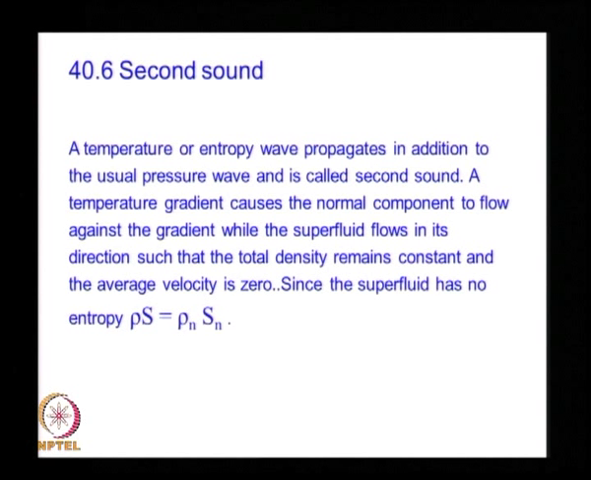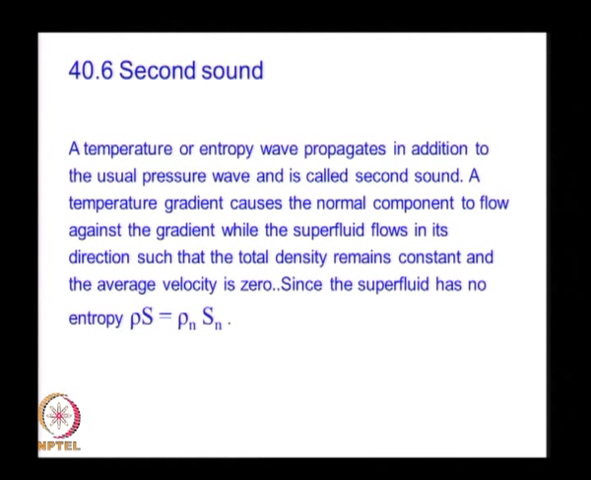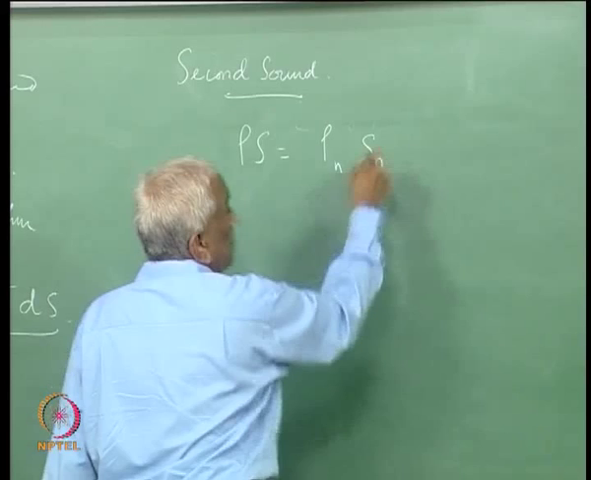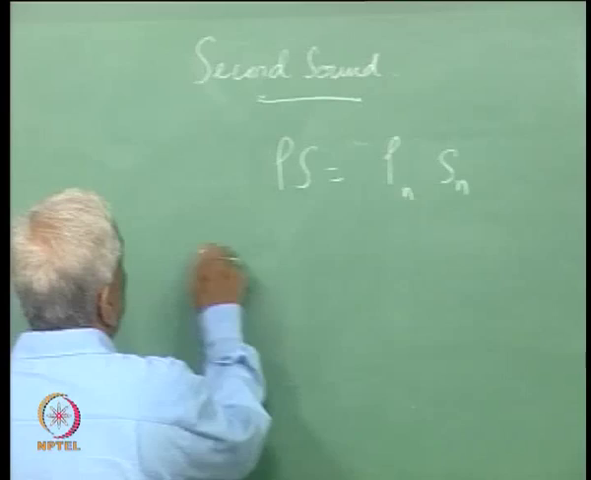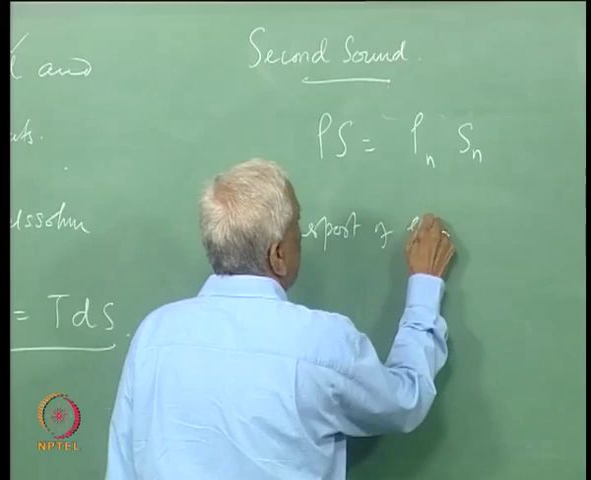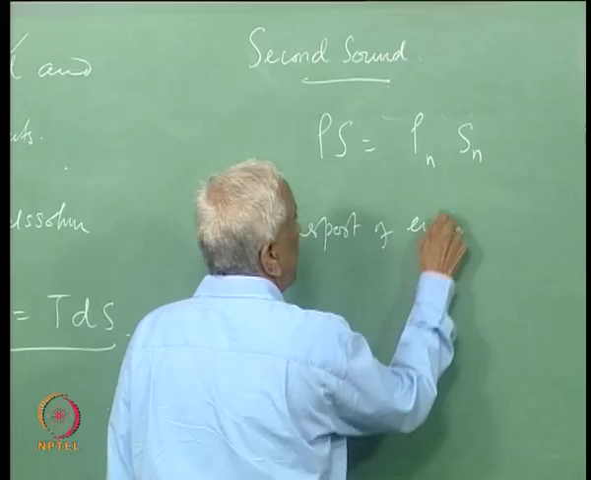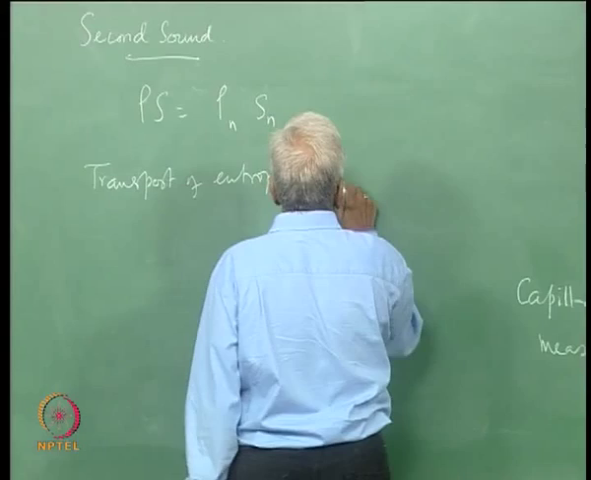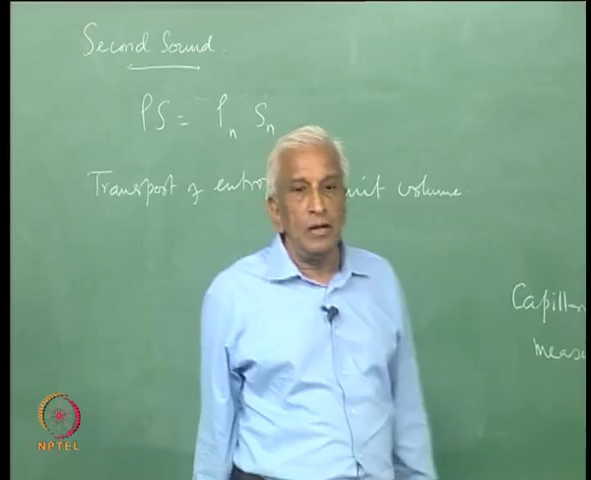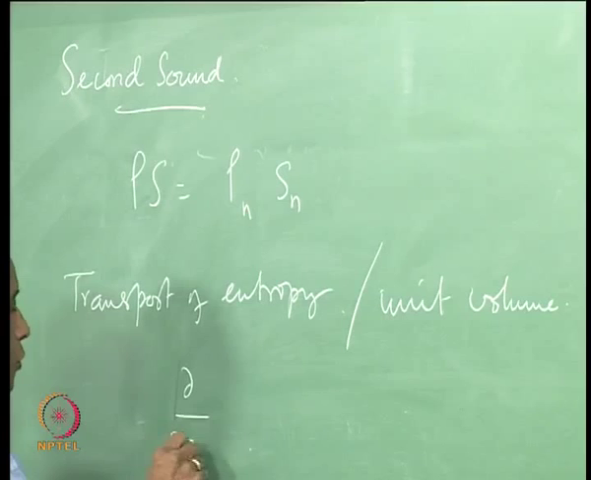A temperature gradient causes the normal component to flow against this gradient, while the superfluid flows in the direction of the gradient, such that the total density remains constant and the average velocity is 0. Since the superfluid has no entropy, rho s is rho n s n. So, the net transport of entropy per unit volume may be written in the form of a partial derivative if the flow is along the x direction, ∂/∂x of rho s.